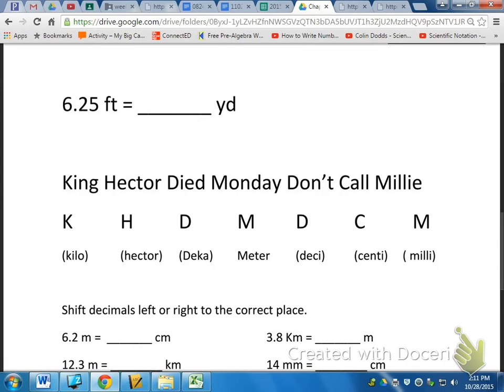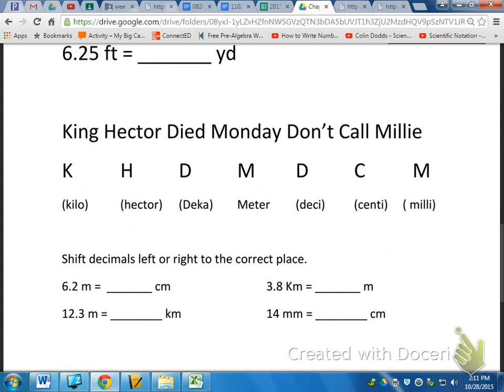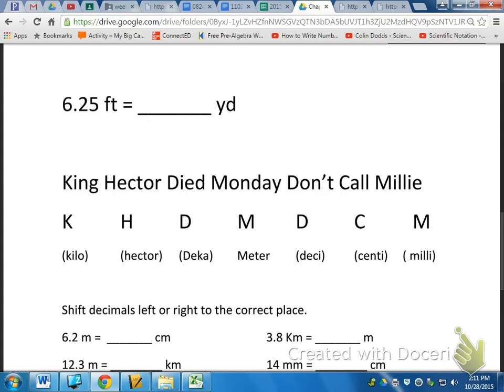6.25 feet to yards. So I'm going from a smaller to a larger, Megan. So what am I going to do with that 6.25 feet? I'm going to divide it by what? 3. So take this decimal straight up, and 3 goes into 6 how many times? 2. Okay, bring my 2 down.